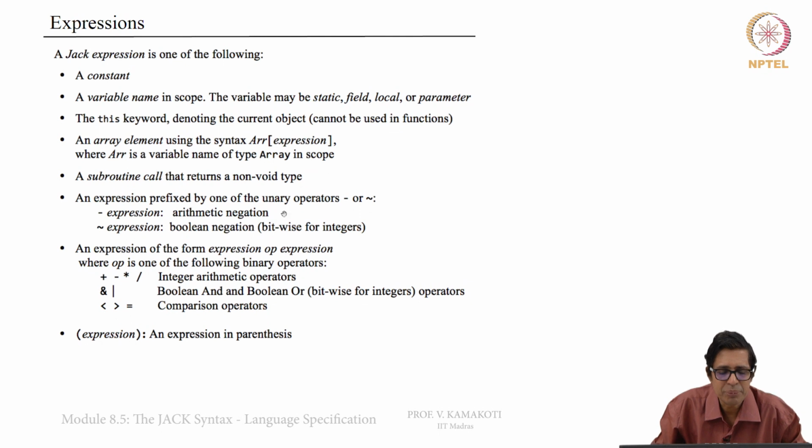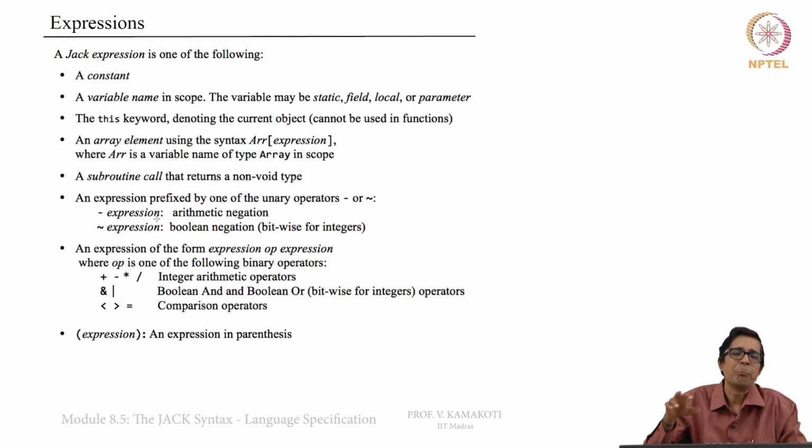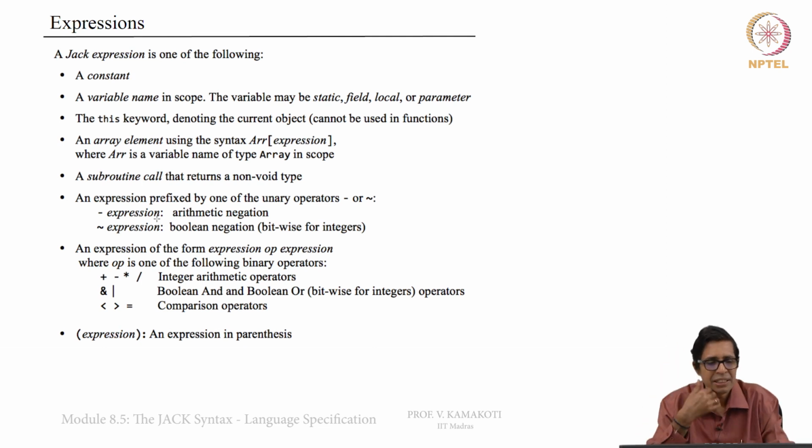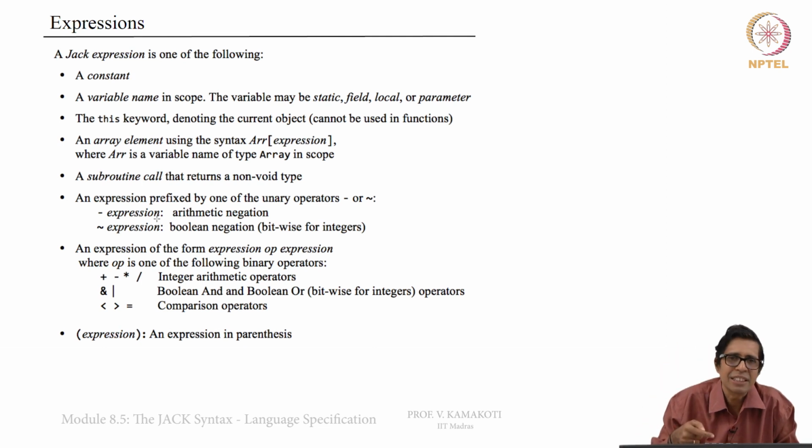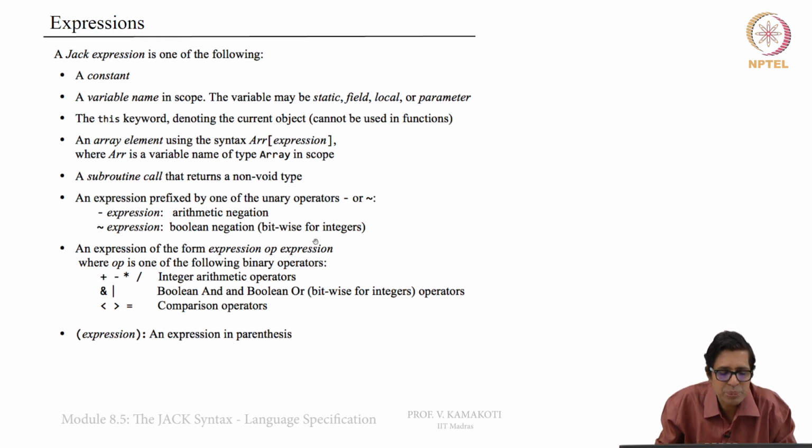Now, an expression prefixed by a unary operator is an expression. That is why we said minus 13 is an expression. 13 is a constant, that is an expression. Prefix it by minus, so minus 13 becomes an expression, or tilde expression is also an expression. So, these are all unary operators. Now, I can look at binary operators like plus, minus, star, div.